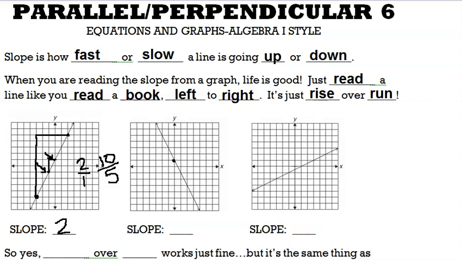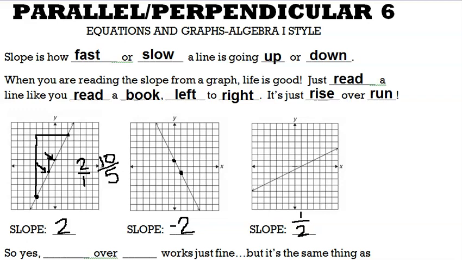Now, this next example looks exactly the same. The only difference is if you read a line like you read a book, you will find out that it is going down from left to right, which means the slope will be negative 2 instead. Now the third one, it is going up from left to right, but it is not going up very fast. So we need to think about it. If we're going in terms of rise over run, now the rise would be 1 and the run would be 2. So if we're doing rise over run, now we're talking about a slope of 1/2.